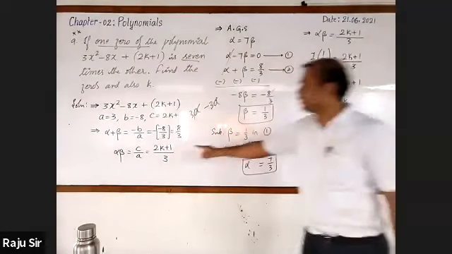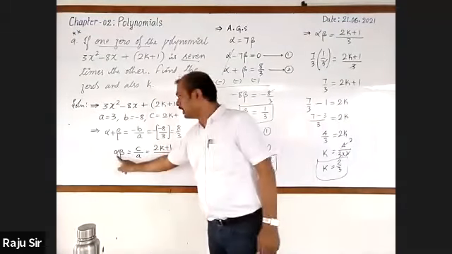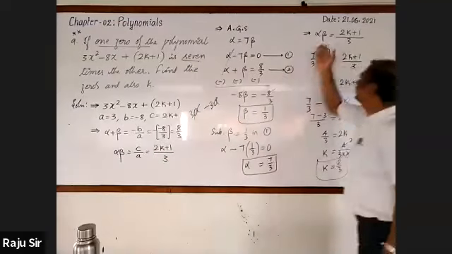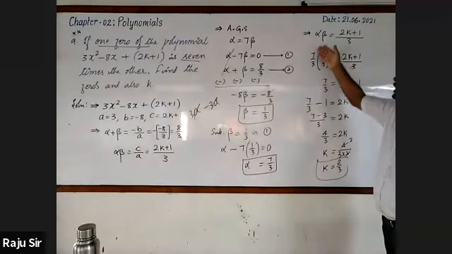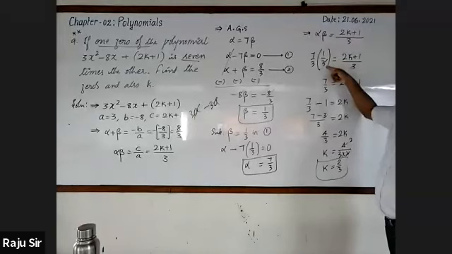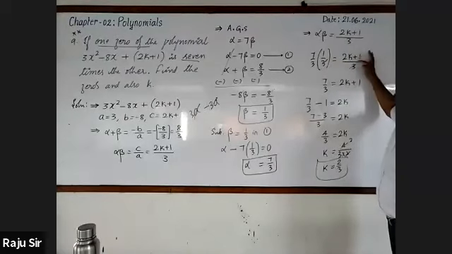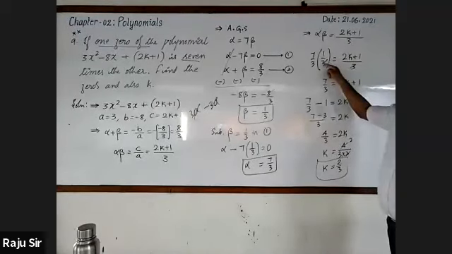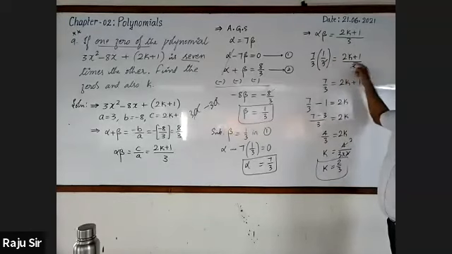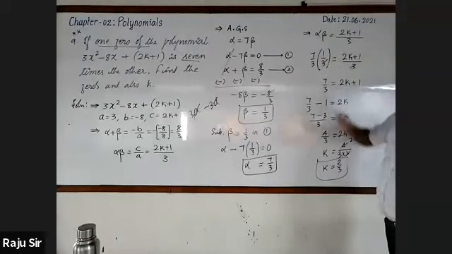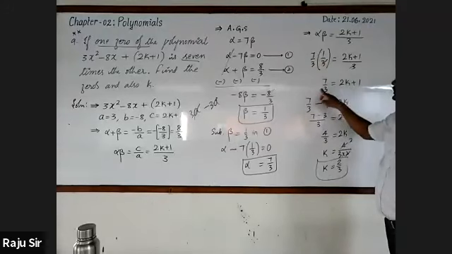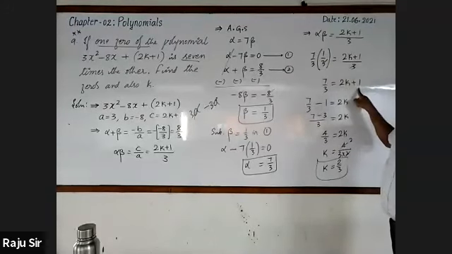To find out the value of K, you must know alpha and beta. As we have found out, let's go for substitution. Alpha is 7/3, beta is 1/3. Next, it is (2K plus 1) by 3. Here in LHS, denominator 3 is there. Here in RHS, 3 is there. Let's cancel. You will get 7/3. Remaining, it is 2K plus 1.